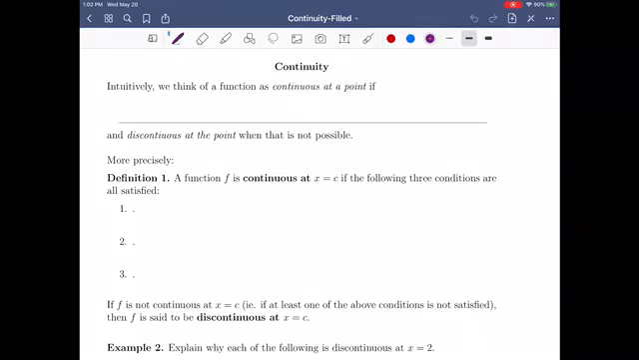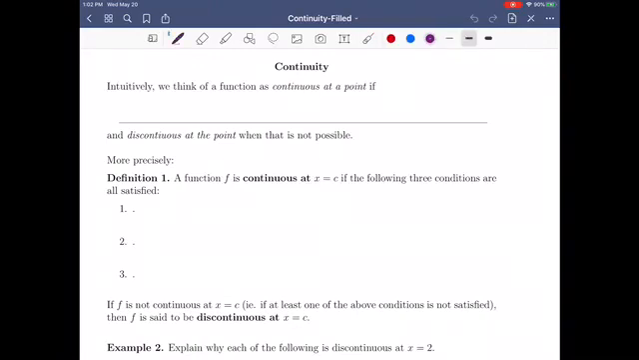In this video, we're going to talk about continuity of a function. We're going to do this in a variety of different ways. So first of all, we start with the idea of continuous at a point. This means it's continuous at a specific x value. So first we think of this intuitively.